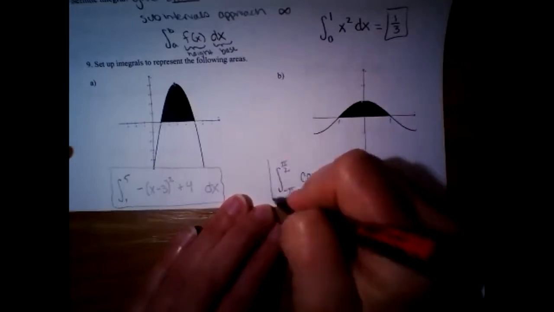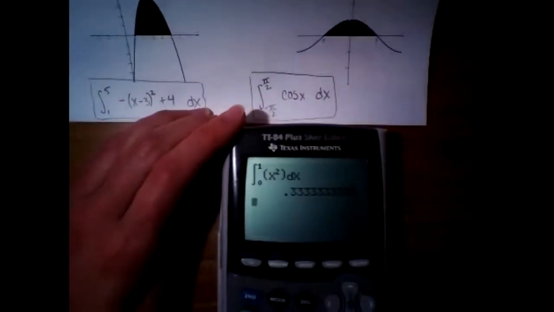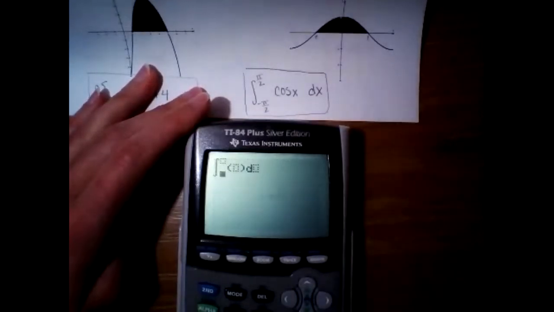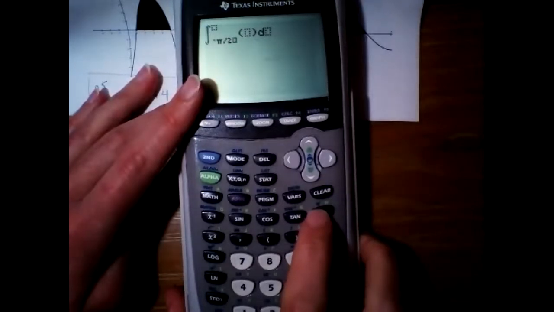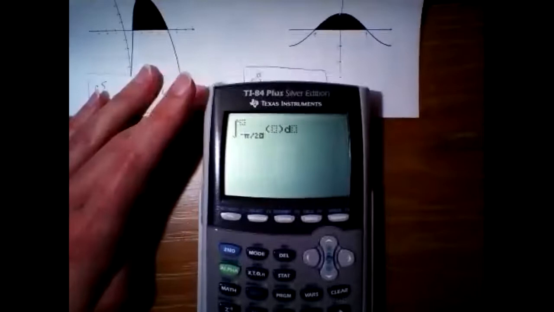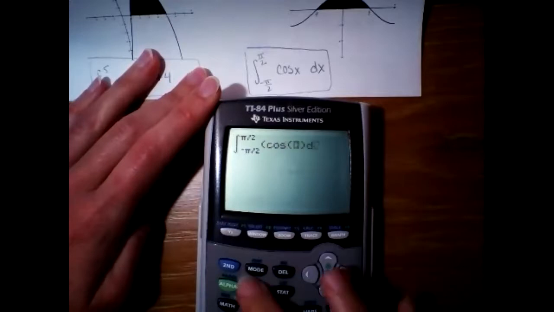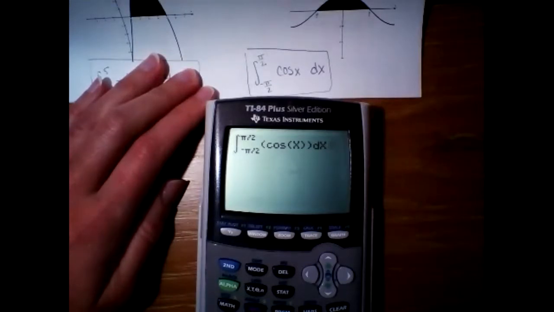And then dx. This one, I do want you guys to type in the calculator. Can everybody type this for me? Let's go ahead and type this one in, because I like this answer. This is cool. This is another thing that just geeks me out. All right, so go to math 9. And we're going to do negative pi over 2. Pi is right here. It's the exponent key, but you have to hit second. So it's second and then the exponent key. So negative pi over 2 to positive pi over 2, cosine of x, dx. And so when you hit enter for that, you get 2.